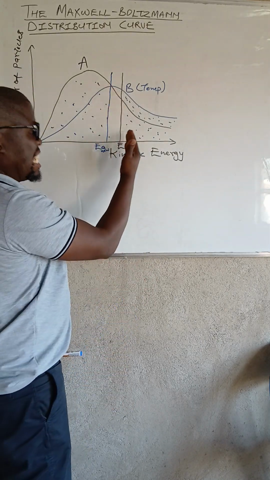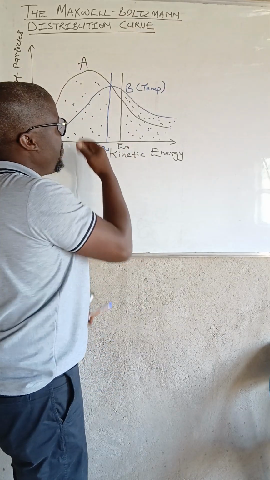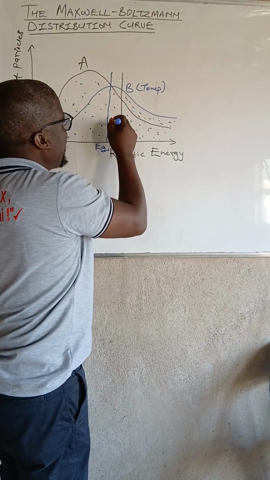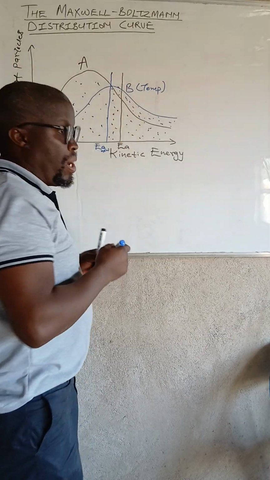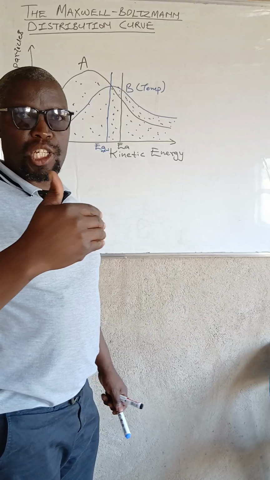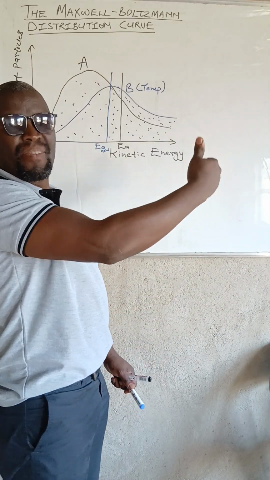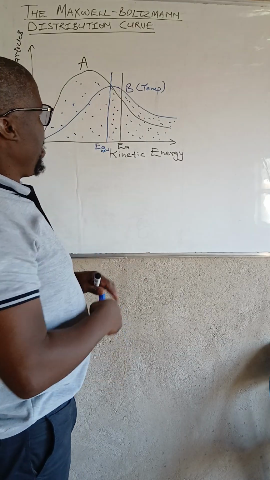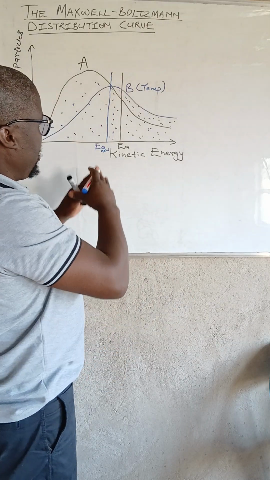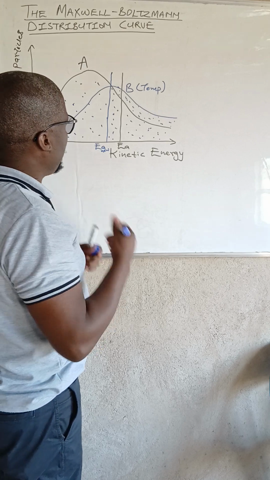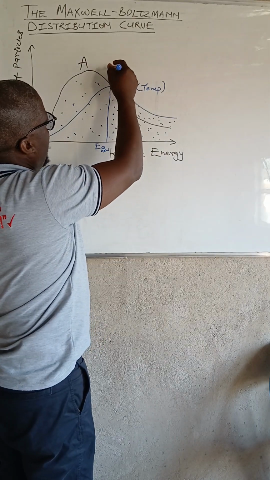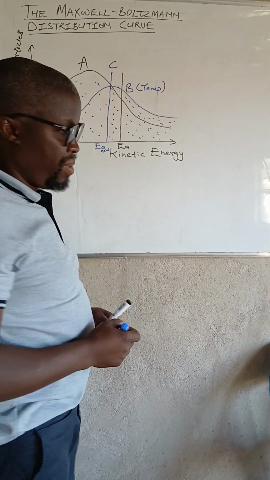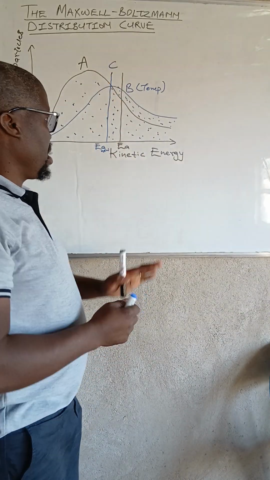Now, the shift in the activation energy to the left makes room for more particles to have enough kinetic energy so as to lead to effective collisions. So this is basically what happens as far as the addition of a catalyst is concerned. So let's put the letter C over there, just to indicate that we have got something different.